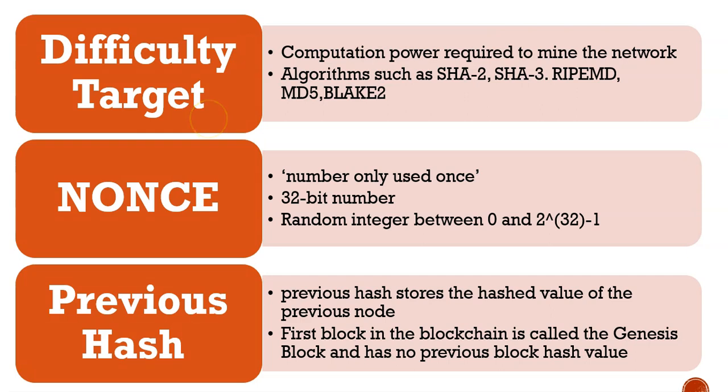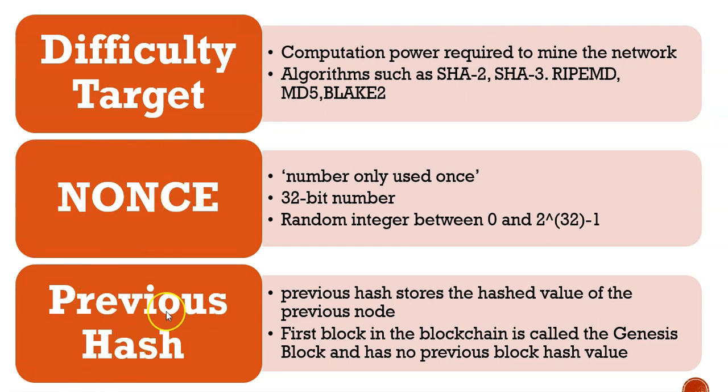And there are a lot of hashing algorithms, or we can say cryptography algorithms, used in order to maintain this difficulty target. The next one is nonce. It's called number only used once. That is nonce, which is a 32-bit number which will vary anywhere between 0 and 2 power 32 minus 1. This nonce value also plays a very important role in the mining process.